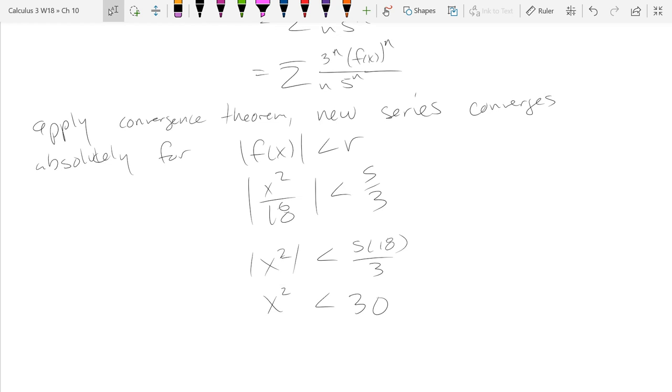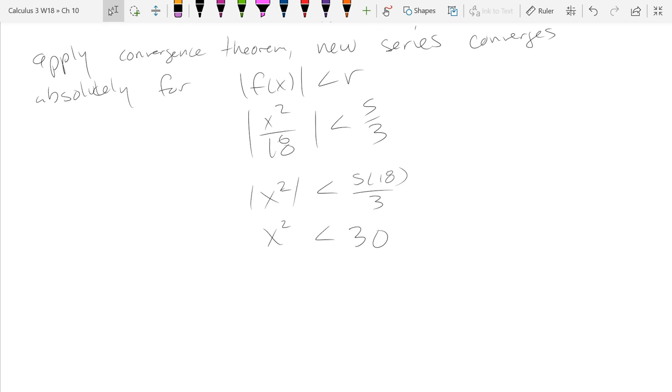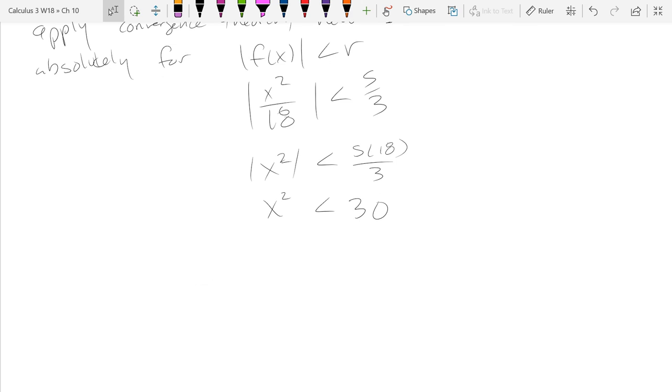Why am I allowed to erase the absolute value on x squared? Because it's always going to be positive. So you can take a square root here. However, this is not a linear inequality. This is a quadratic inequality. So we covered these in pre-calculus 1. I know that's probably over a year ago for most of you. So how do we solve polynomial inequalities? We basically get 0 on one side and then graph the other side. So we're going to get 0 on one side. So I'm going to subtract 30 on both sides.